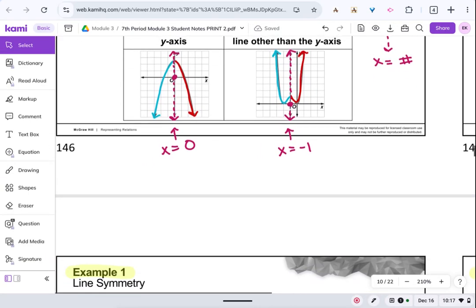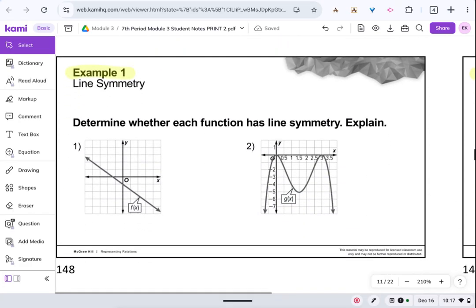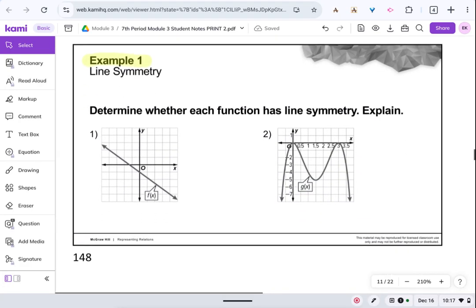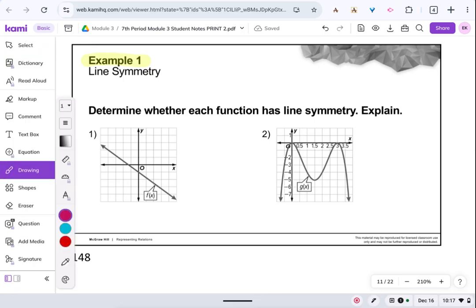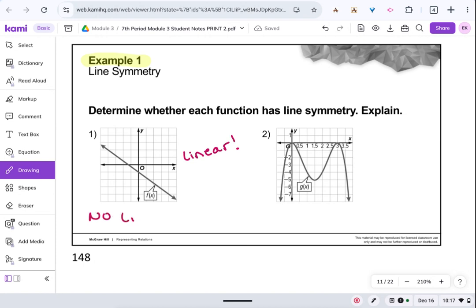We're going to jump down to our next example on the next page. We're going to determine whether each function has line symmetry and explain. So with this graph, this is a linear graph because it makes a line. Now, something unique about linear graphs is they never have line symmetry. There's nowhere on my graph I can cut it where my left and my right side would be the same. So if we ever are working with a linear graph, there's never a time where it's the same on both the left and the right side.